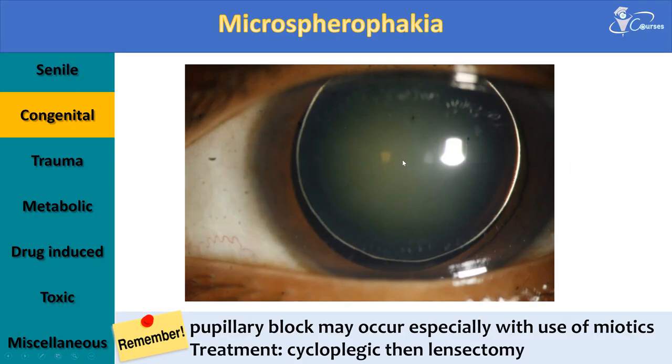Also, these patients should be candidates for lensectomy. This lens should be removed if the patient is more prone to develop angle closure, or if it's prolapsing into the anterior chamber, or if the patient has significant refractive error.